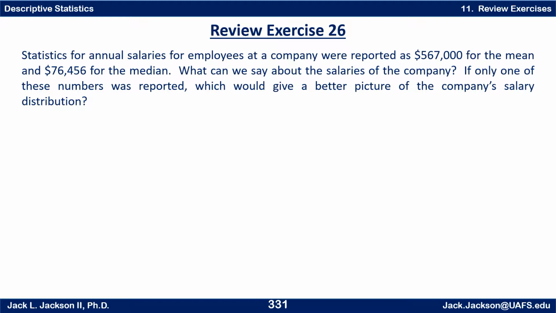Review exercise 26. Statistics for annual salaries for employees at a company were reported at $567,000 for the mean and $76,456 for the median. What can we say about salaries of the company? If only one of these numbers was reported, which would give a better picture of the company's salary distribution? Press pause now.